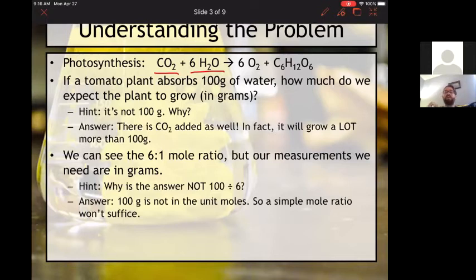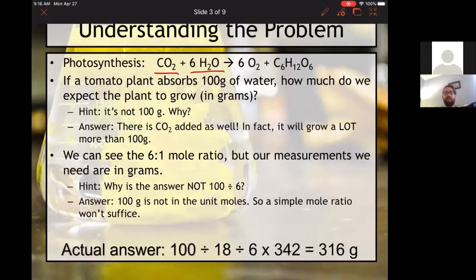There's so much that goes into it that if you actually do this problem, you're going to end up taking 100, dividing it by 18, dividing it by 6, and times it by 342. 18 is the molar mass of water, and 342 is the molar mass of the glucose, the C6H12O6. And that's how I get that 316. We're going to walk through how to actually do one of these problems.